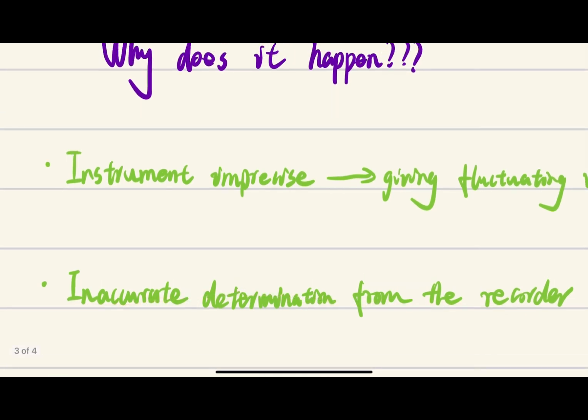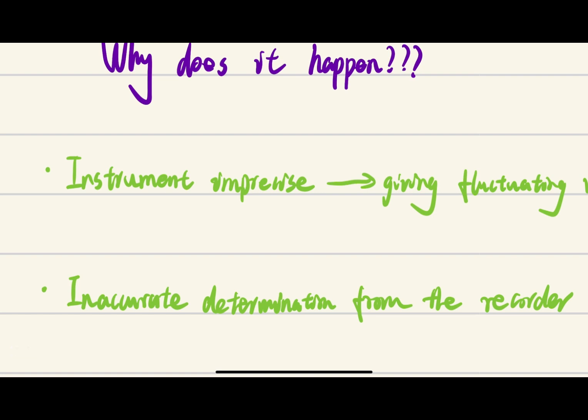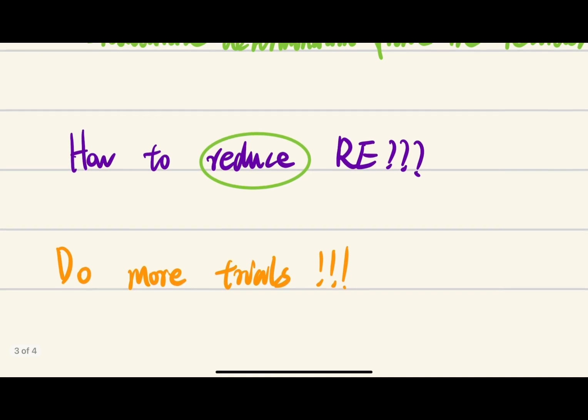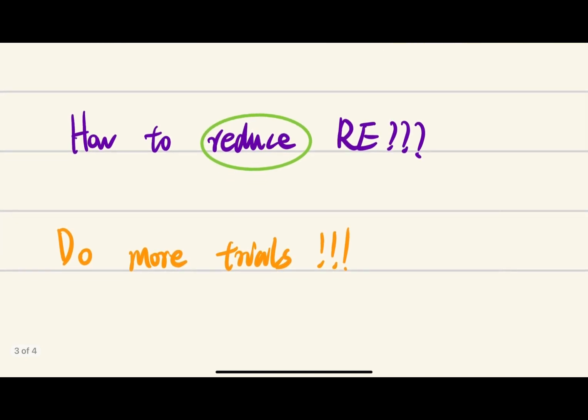And you might ask, well, it's completely random, and I don't know what I should do about it. So here, how do we improve our experiments by reducing the random error? And in this case, you saw me circling this word here, reduce. What I'm trying to tell you is that you cannot completely eliminate random error. You can only reduce it. It will always be there. You can only reduce it, but you cannot completely eliminate it.